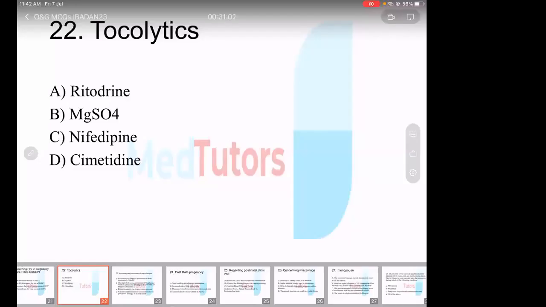Okay, so we were on question 22, which says tocolytic. So which of these drugs is not a tocolytic? Ritodrine is a tocolytic drug. Magnesium sulfate as well. Nifedipine too can also be used as a tocolytic drug. So the only drug here which cannot be used as a tocolytic is cimetidine.